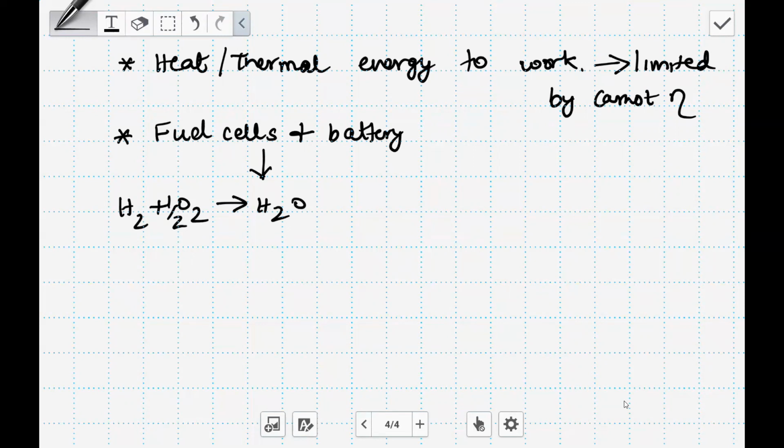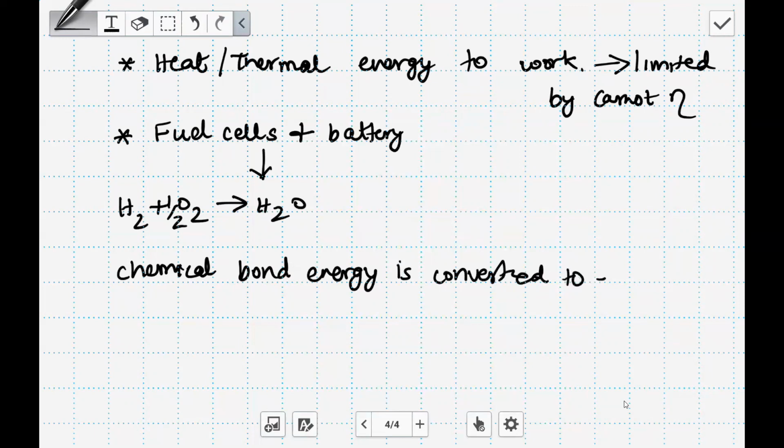Even in a battery, there is some exothermic reaction. In the lithium-ion battery, on one side lithium gets oxidized into lithium plus, and then it gets transferred via an electrolyte and binds to, let's say, a transition metal oxide. So there is an exothermic reaction which gives rise to electrical work. Energy that is stored in chemical bond energy is converted to electrical work. So this is not limited by Carnot. This is very, very important.